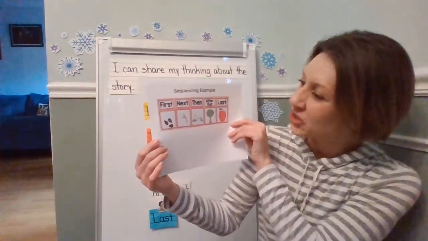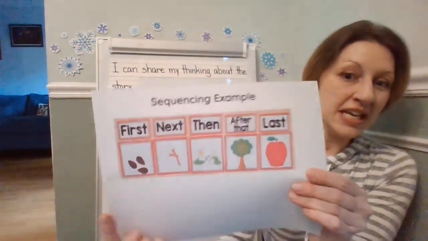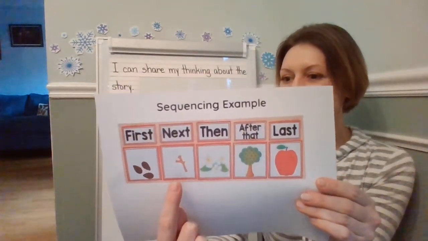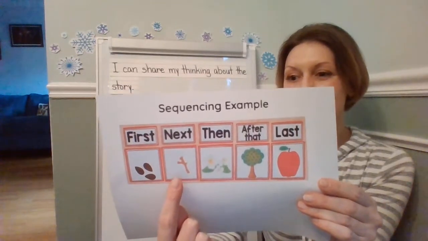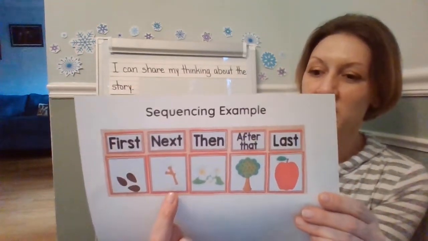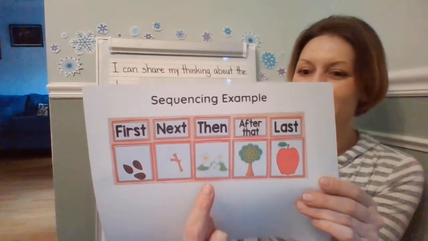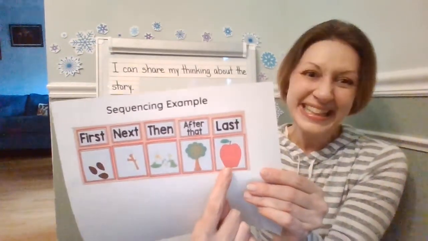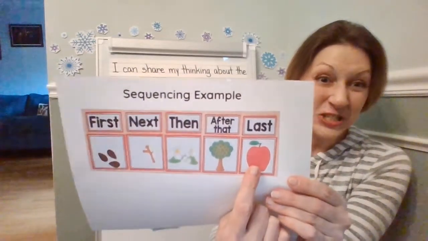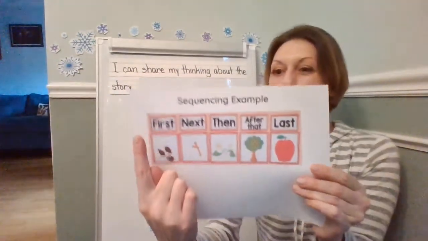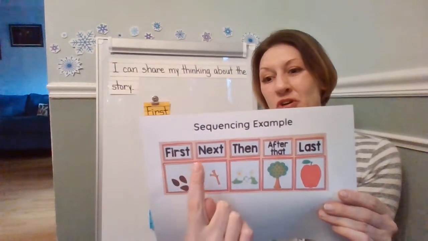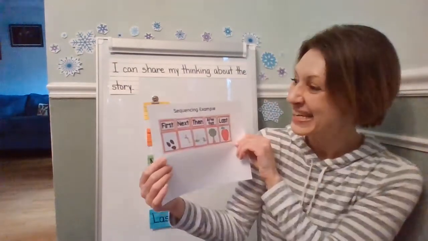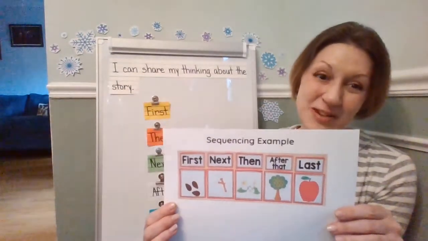Look at this picture. We can notice the seeds. First, we have the seeds. Then, after the seeds are planted, the tree starts to grow. Notice all the fruit on the tree now. Last, we have a delicious piece of fruit to eat. We can see what happens first, next, then, after that, and last in this sequencing example.